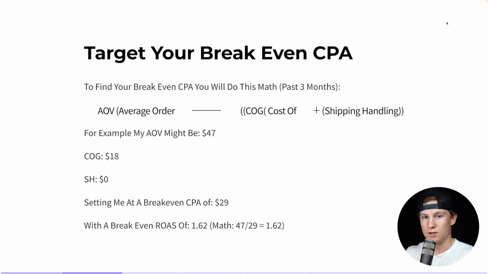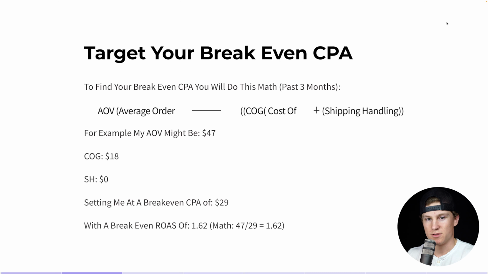So why exactly do we need to target our break-even CPA? Well, if we don't target our break-even CPA, we don't exactly know what our break-even is going to be. So as you can see here in this example, our break-even ROAS is a 1.62. So if we go anything below a 1.62, that means we are losing money on ads. And we could also see this with our CPA of $29. It means if we're hitting a CPA of $29 per customer, that means we're breaking even. Anything below that, we're making money on each sale.